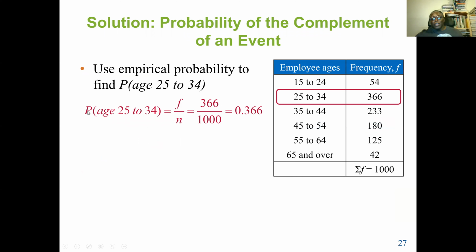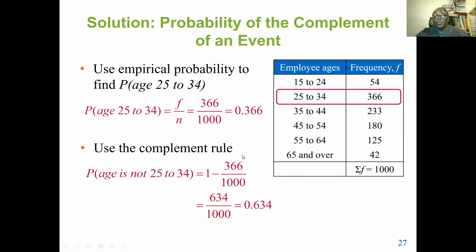So here the age from 25 to 34, the total will be 366. And we know the total frequency is 1,000. So it will be 366 divided by 1,000. Then using the complement rule, we will say 1 minus 366 divided by 1,000, which will give us 0.634.